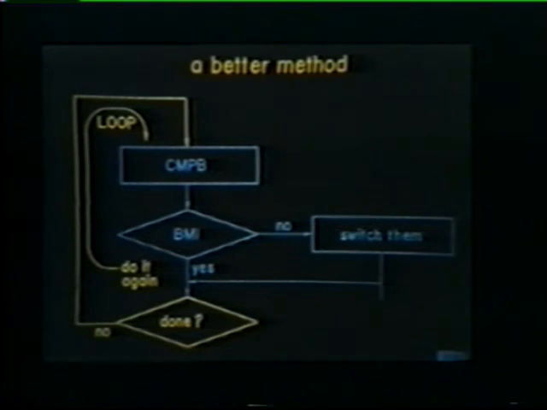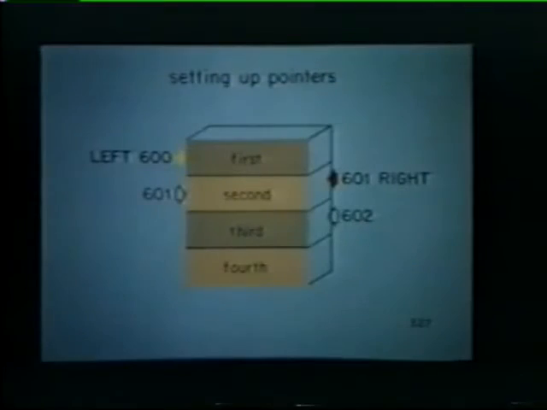First, we'd compare the two numbers with a compare byte instruction. Then we'd use the BMI instruction to see if we needed to switch them around. If a switch was required, we would perform the switch and then go back to do it all again for the next two numbers. On the other hand, if we did not need to switch them, we'd go directly back to the compare byte instruction and compare the next two numbers.